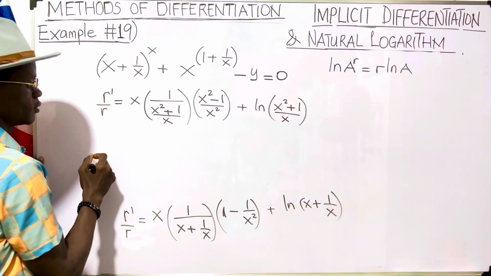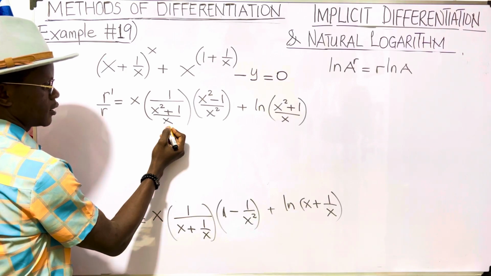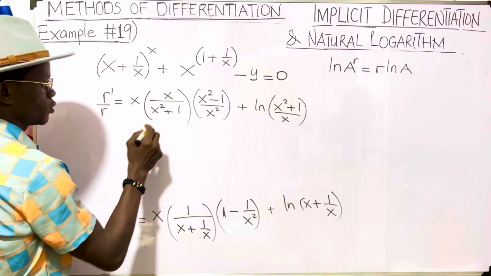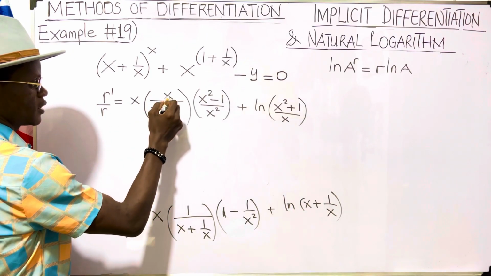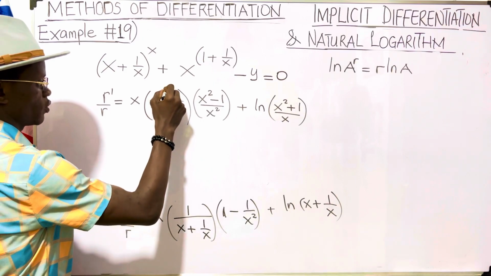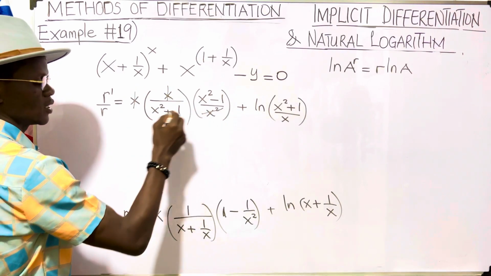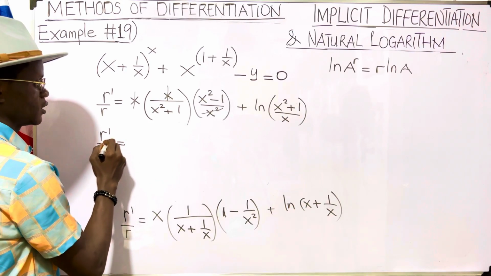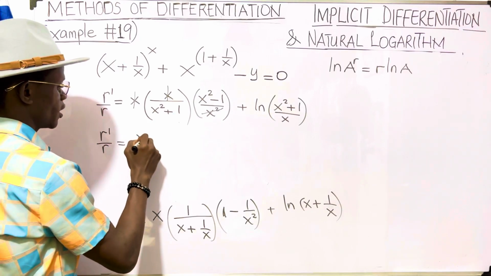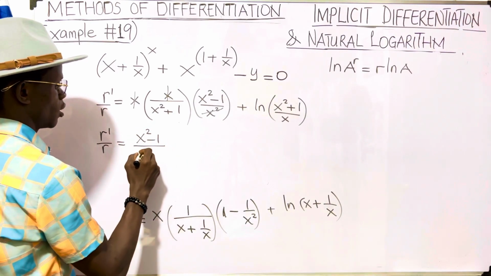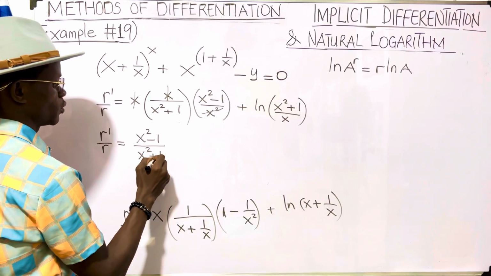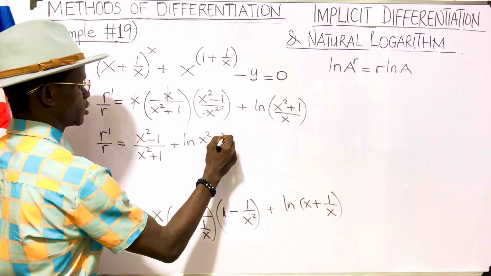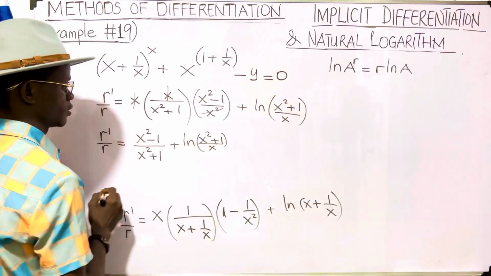divided by r. So this x goes in the numerator. So what happens? This is x times x gives us x squared. So this x squared can cancel this x squared. So r prime over r is just equal to x squared minus 1 all over x squared plus 1, plus the ln of x squared plus 1 all over x.